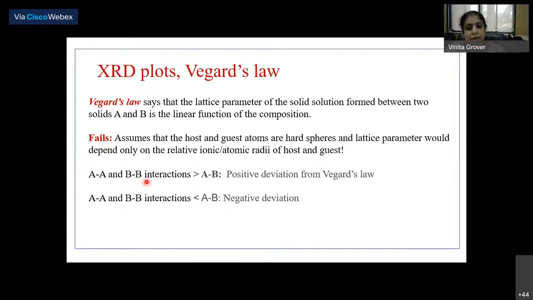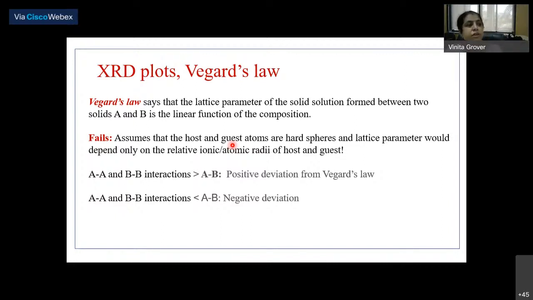Now I'll repeat Vegard's law again. The lattice parameter of the solid solution is a linear function of the composition. What it says is that it should vary linearly from A to B. Many times, Vegard's law is generally followed, but in those cases which we read about in the Hume-Rothery rules: comparable sizes, similar charges, and isostructural.